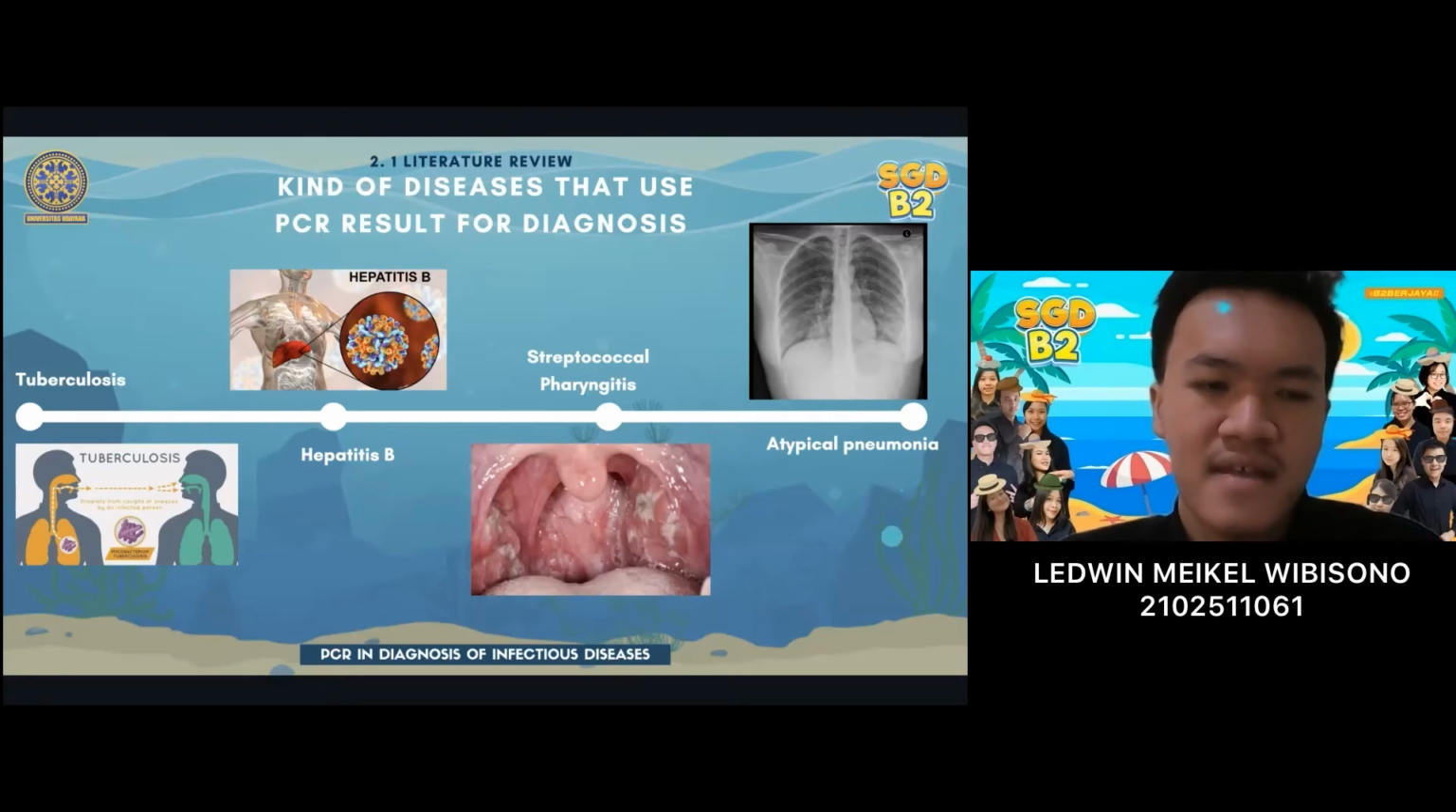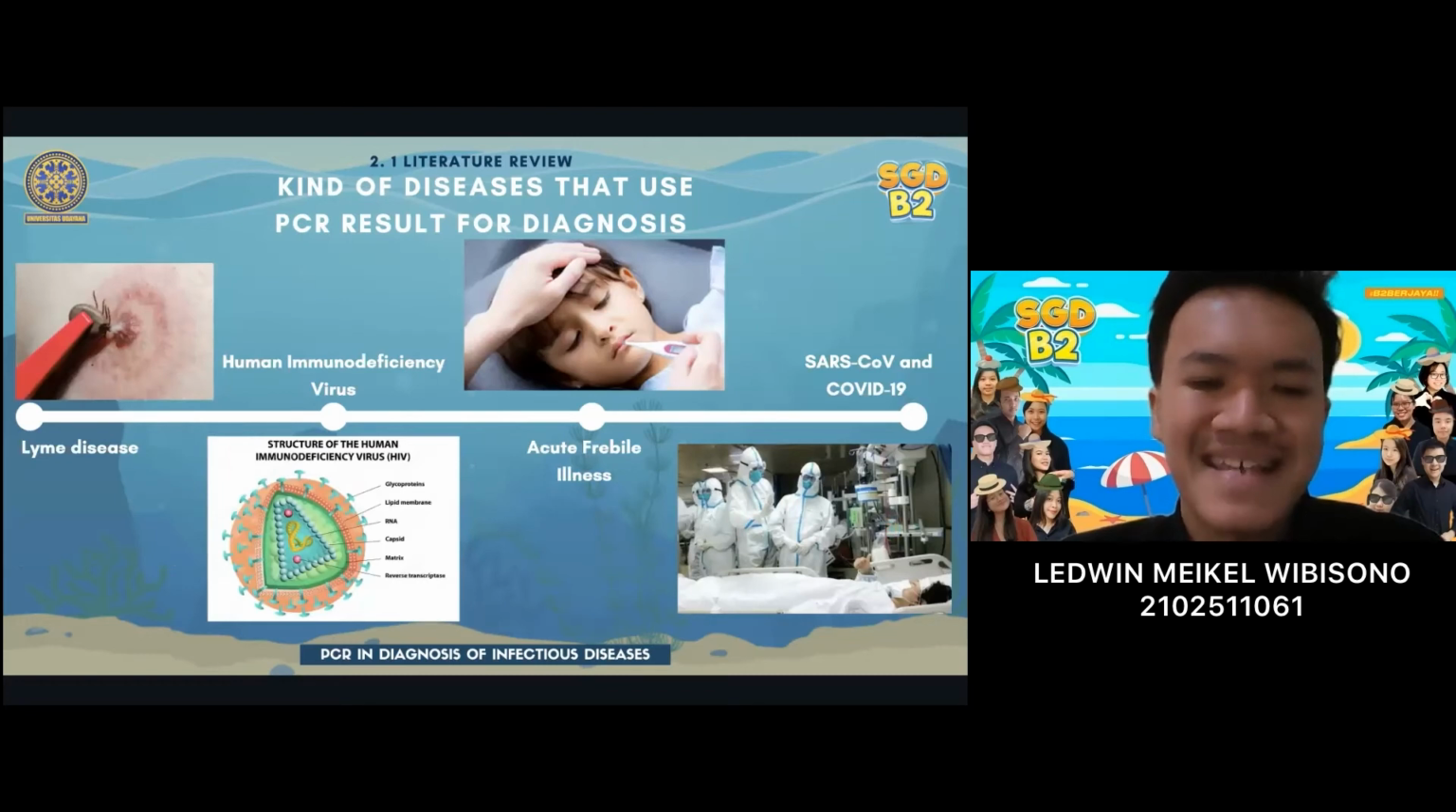The next one is Lyme disease. Lyme disease is caused by the bacterium Borrelia burgdorferi. To avoid misdiagnosis, the PCR test is one way to detect DNA from Borrelia burgdorferi.